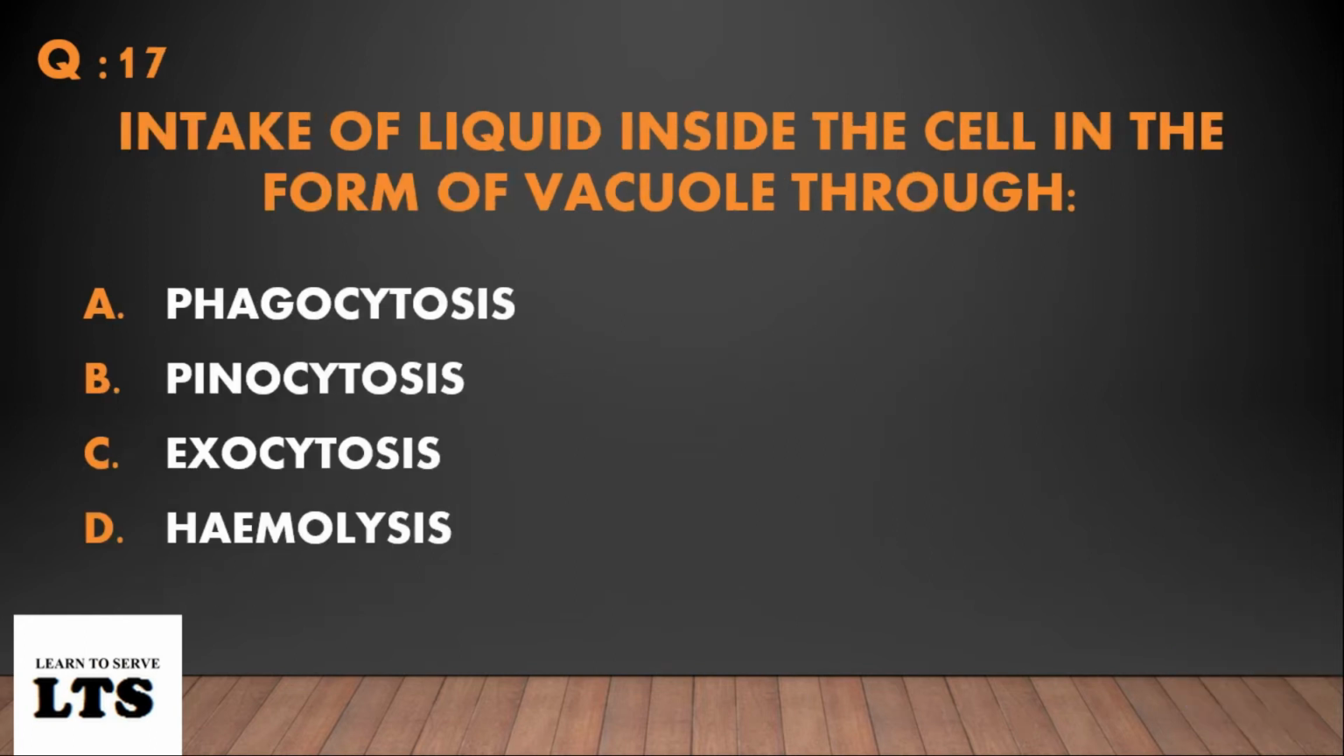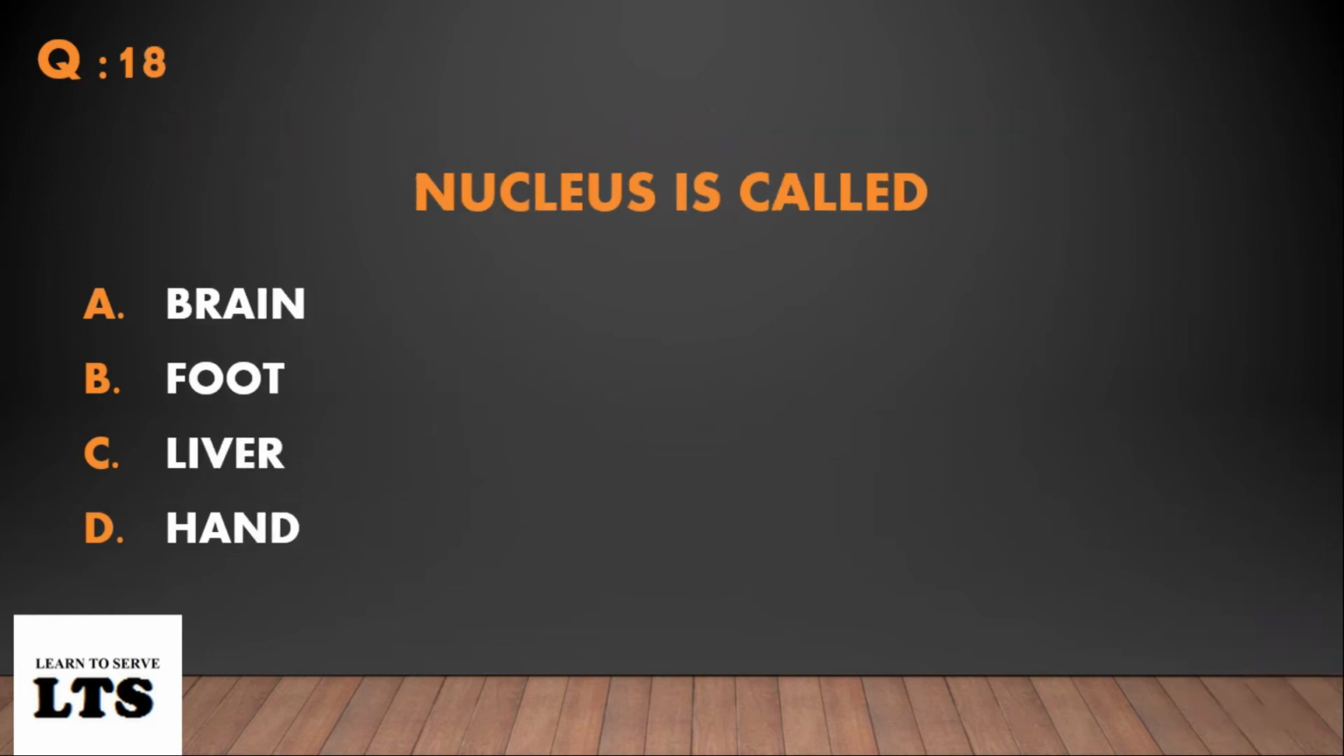The next one: intake of liquid inside the cell in the form of a vacuole is through option A, phagocytosis; option B, pinocytosis; option C, exocytosis; option D, hemolysis. The answer is option B, pinocytosis.